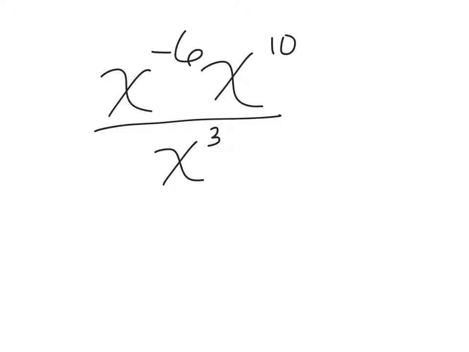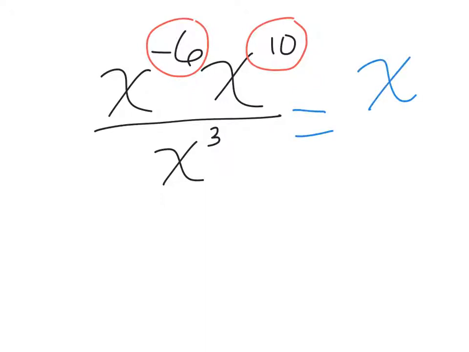Our product rule says that when we're multiplying the same base, remember we can look at those two exponents, our negative 6 and our 10, and we can simply add those two together to simplify that further. So when we do that, we're going to get x to the, what's 10 plus negative 6? That would be positive 4. Okay, and then that's still over x to the third.